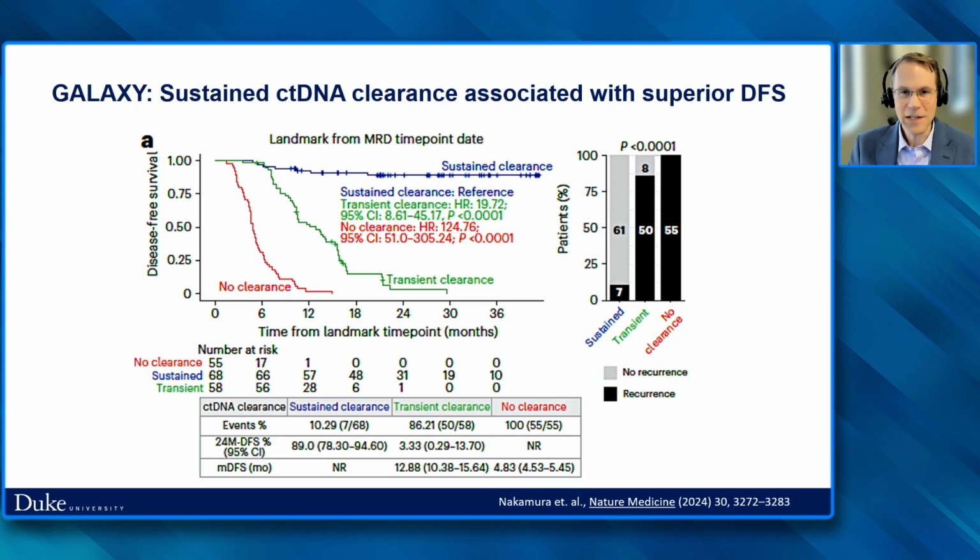But the problem we do face is that sometimes that clearance is transient. What does that tell us? If somebody is initially positive, then clears their DNA, but then it comes back, we see that essentially all of those patients recur. That transient clearance category does help the patients, but only for a brief period. Transient clearance is associated with only a 3% 2-year disease-free survival. But if the patient clears and sustains that clearance, we see a really impressive 89% 2-year disease-free survival. Once again, showing how we can use this data to track the progress of these patients in a real-world setting.